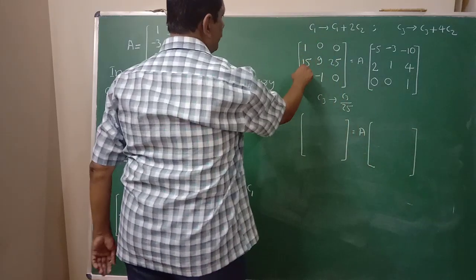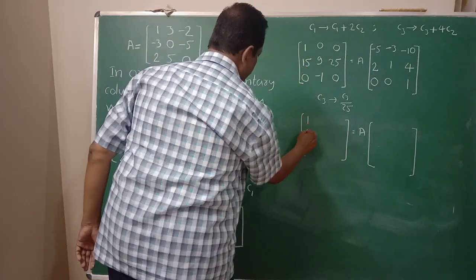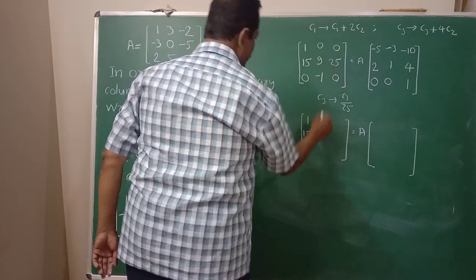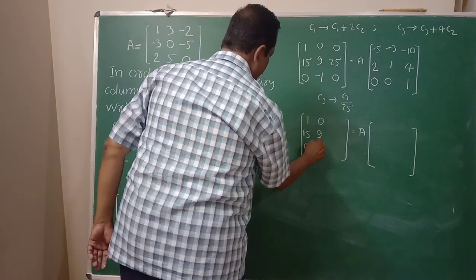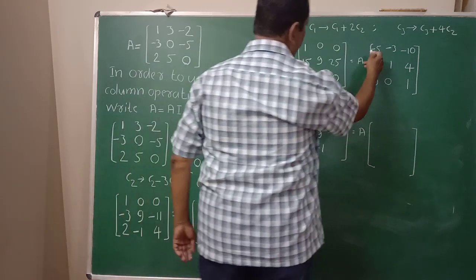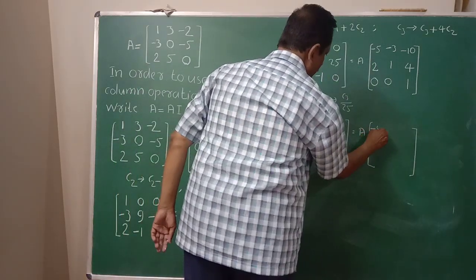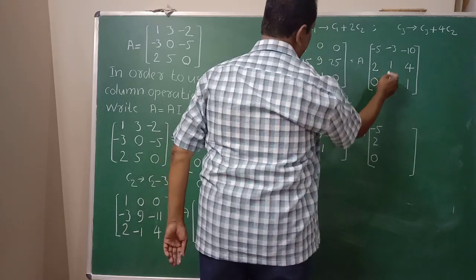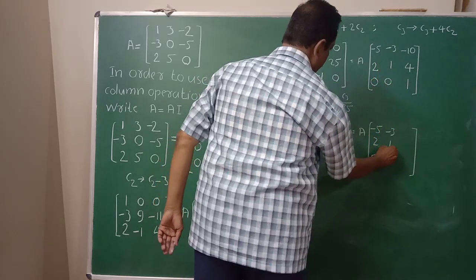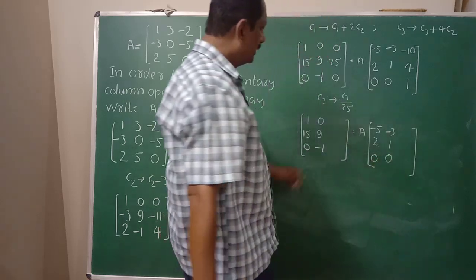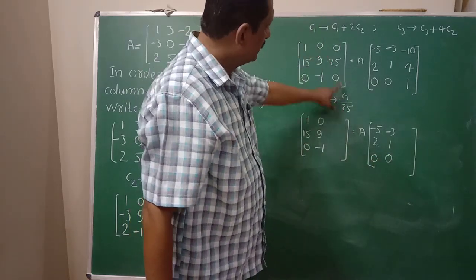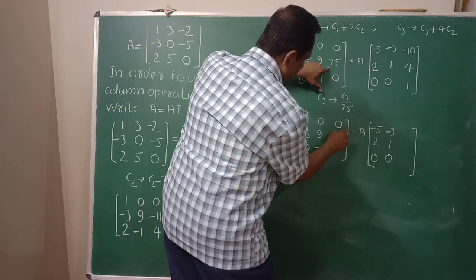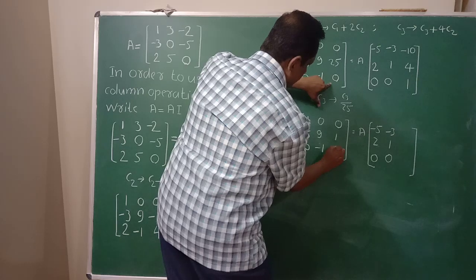Okay, 1, 15, 0 here. 0, 9, minus 1 here. And here minus 5, 2, 0. Minus 3, 1 and 0. Okay. Here divide the third column by 25. 0 upon 25 is a 0. 25 upon 25 is 1 here. 0 by 25 is a 0.